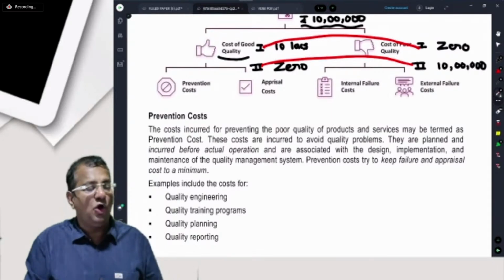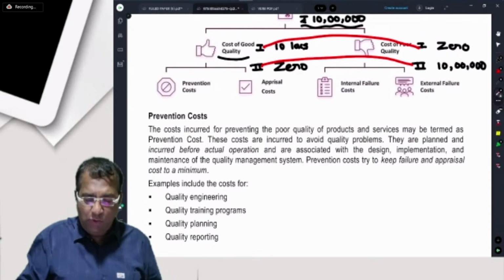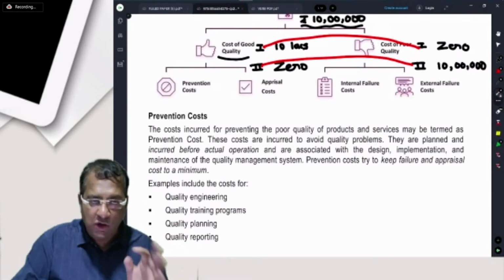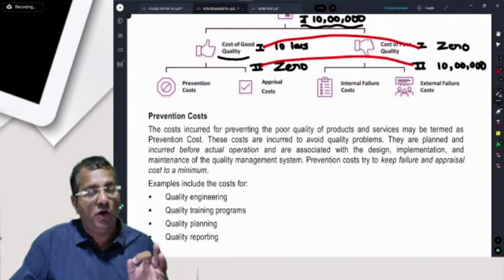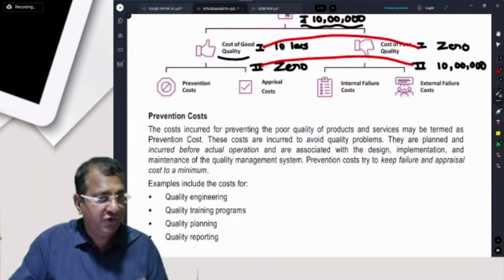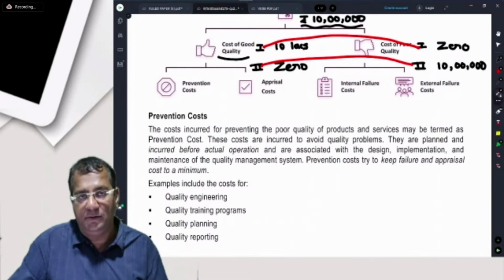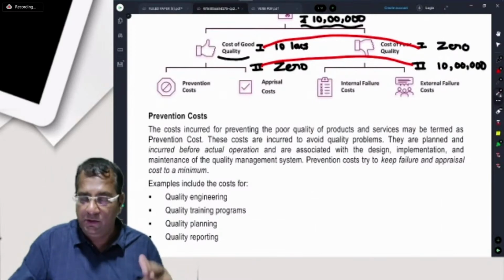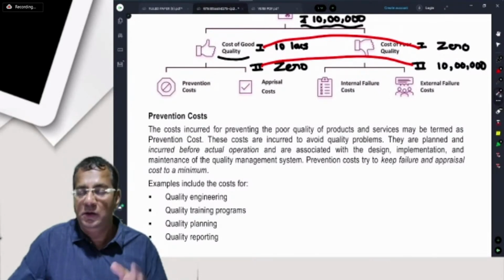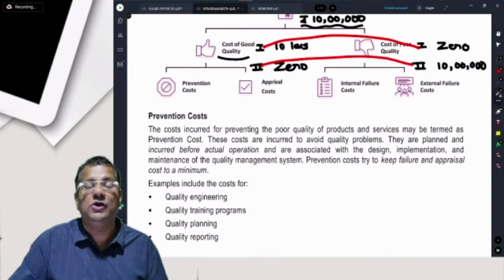So the desirable option should be, we do not require the zero conformance cost. We do not require the zero non-conformance cost. The cost of quality should be at the optimum level. I am using the word optimum. The other substitute word is optimal. Both are carrying the same meaning. Repeat with me, beta. The first word is optimum. The next alternative substitute word is optimal. We require the cost of quality at optimum level.